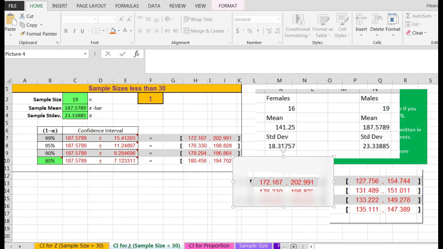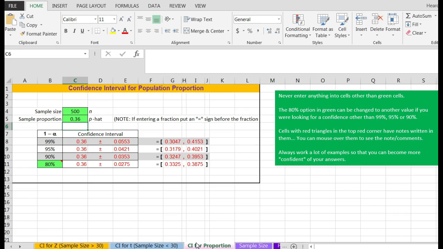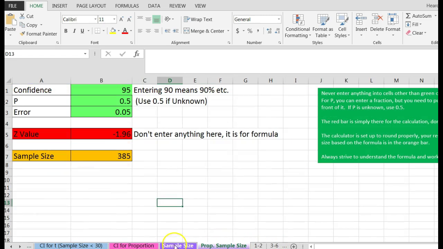Confidence interval for T when the sample size is less than 30. Then you've got a confidence interval calculator for proportions. And then you've got a sample size calculator and a proportion sample size calculator. All of these things in here. And I've got some practice problems.